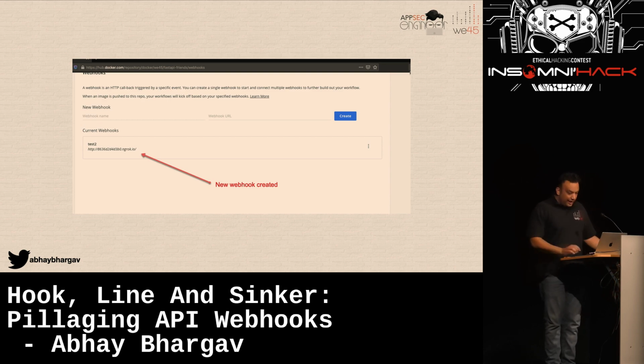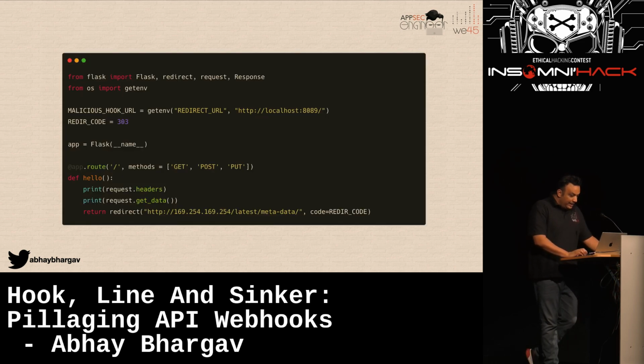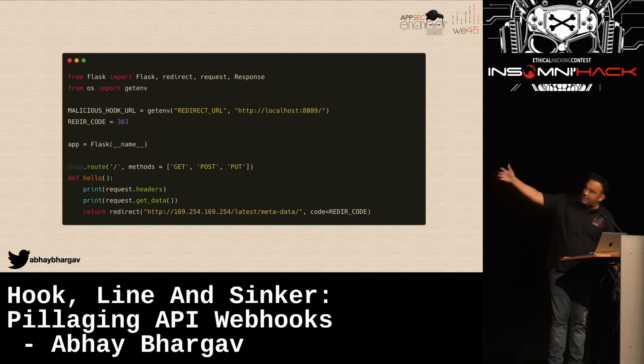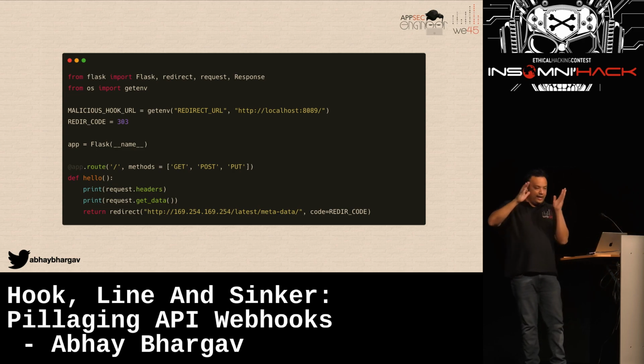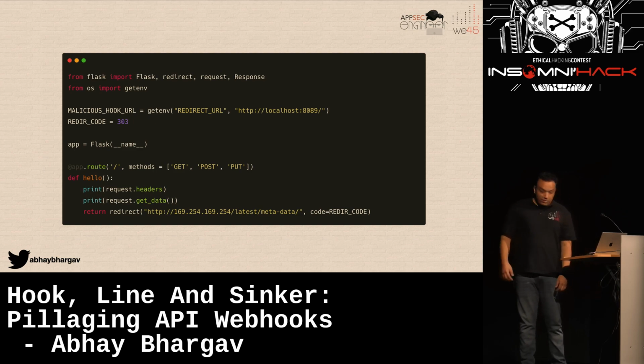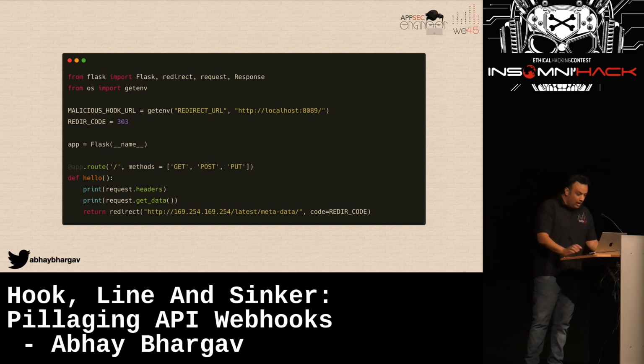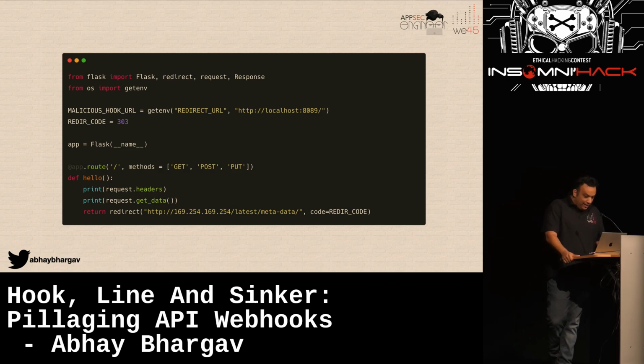So you can create webhooks on Docker, and we essentially wrote, in this case it's just an example, it's not the same thing, but we wrote a small web server, a Flask application in Python, that would be our consumer, right? So we redirected all of Docker's webhook requests to our consumer, and our consumer would make a redirect to 169.254.169.254/metadata with the redirect code 303. Right? This is something I already spoke about.